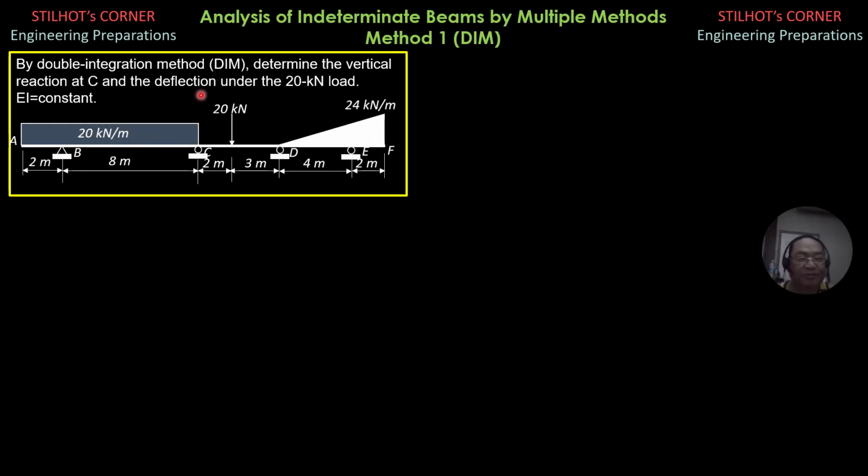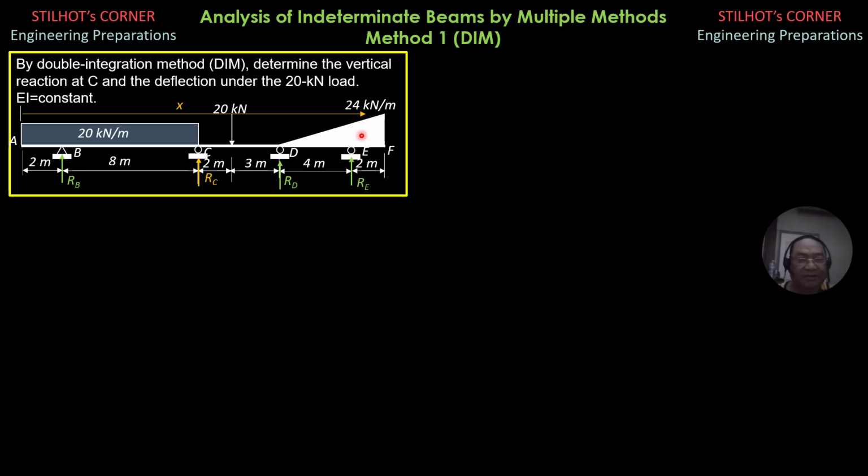By double integration method, determine the vertical reaction at C here and the deflection under the 20 kilonewton load. So EI is constant. First, let's designate the external reactions at the supports shown. Let's highlight this R sub C here. Then we have to section up to E, because this is double integration.